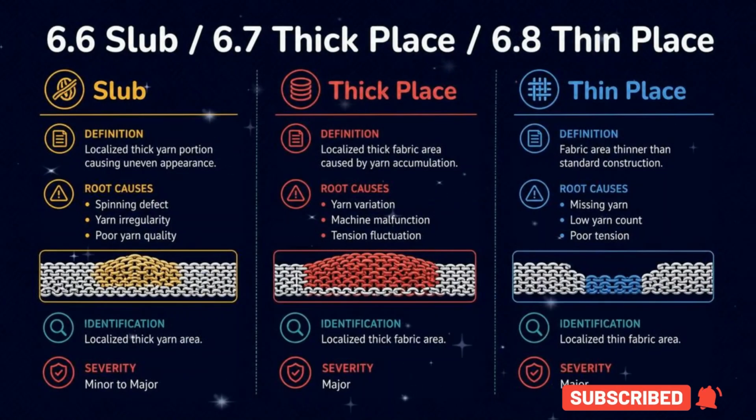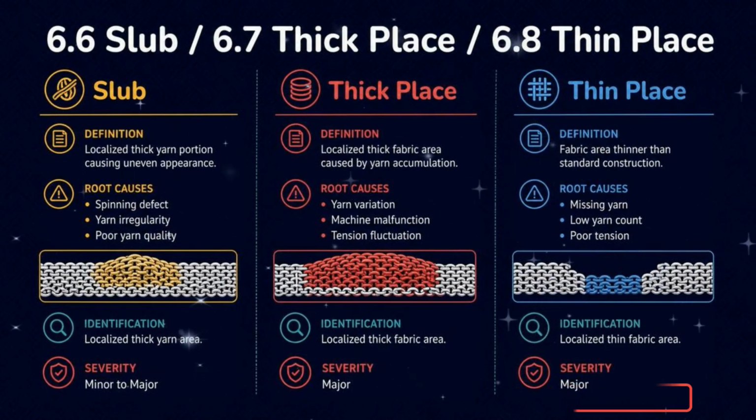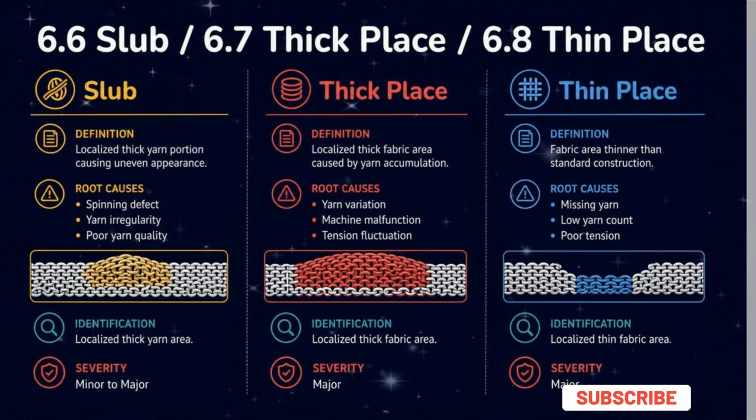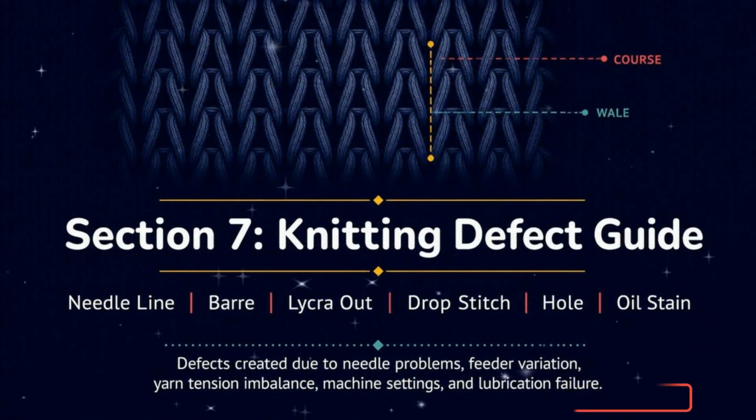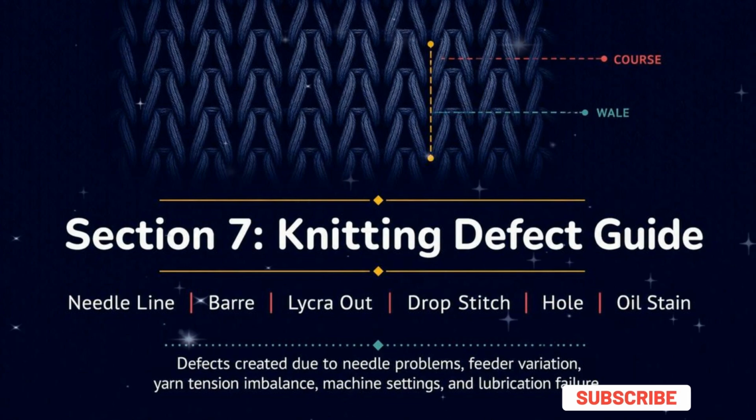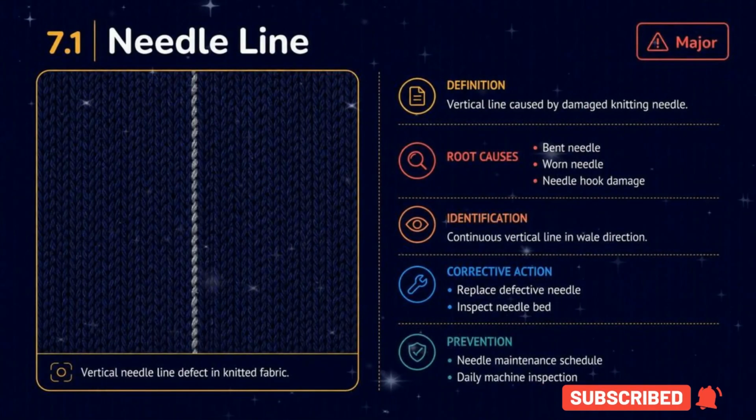We also monitor for yarn irregularities such as slubs or localized thick and thin places caused by machine malfunctions or tension fluctuations. Finally, we cover knitting defects, which arise from needle issues, feeder variations, or tension imbalances affecting the wale and core structure. Let's begin with the needle line defect.